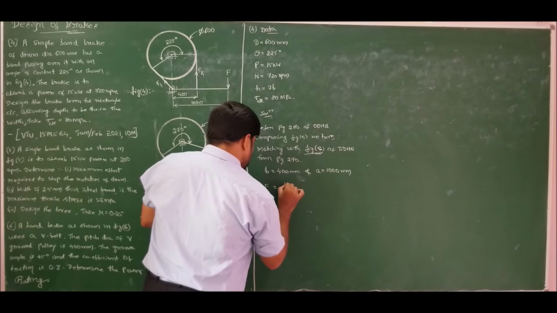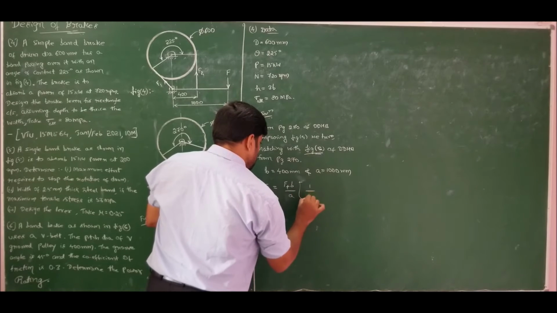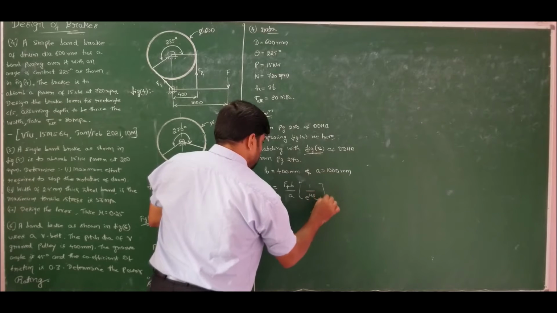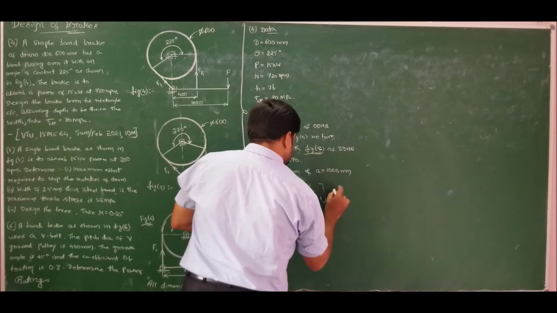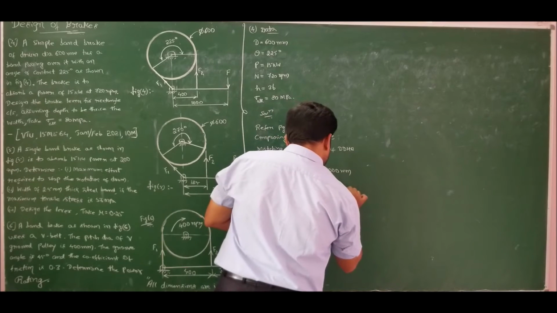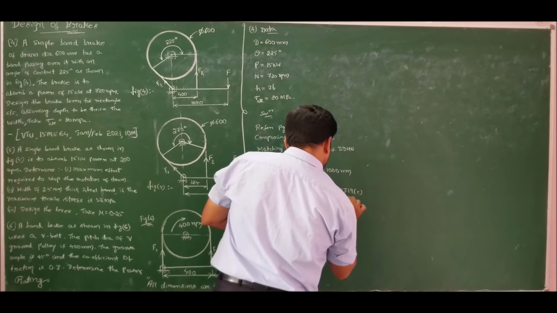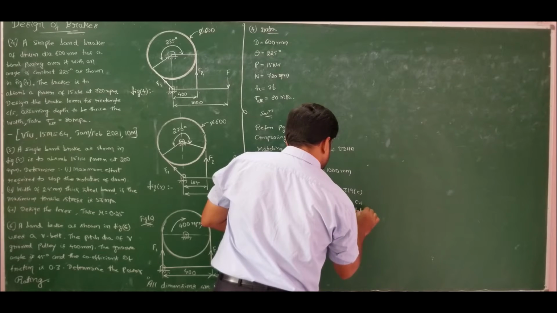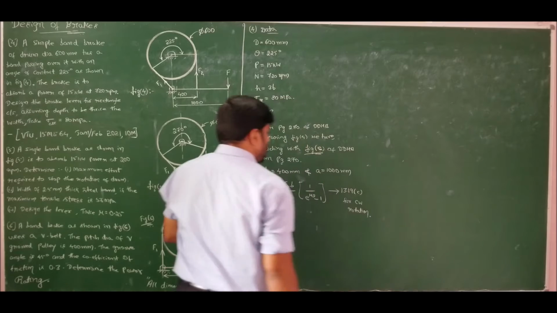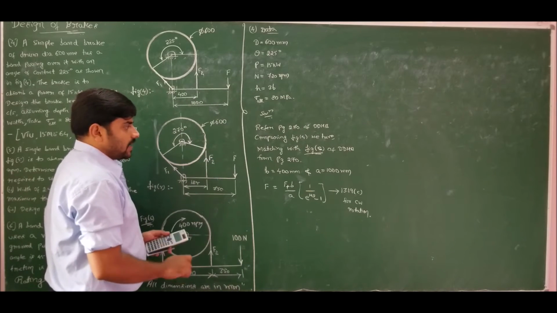is equal to Ft B by A times 1 by e to the power of mu theta minus 1 for clockwise rotation, which is nothing but equation number 13.19 C for clockwise rotation. Since here it is not stated whether the rotation is clockwise or counterclockwise, I should solve for both clockwise and counterclockwise and adopt the larger value.